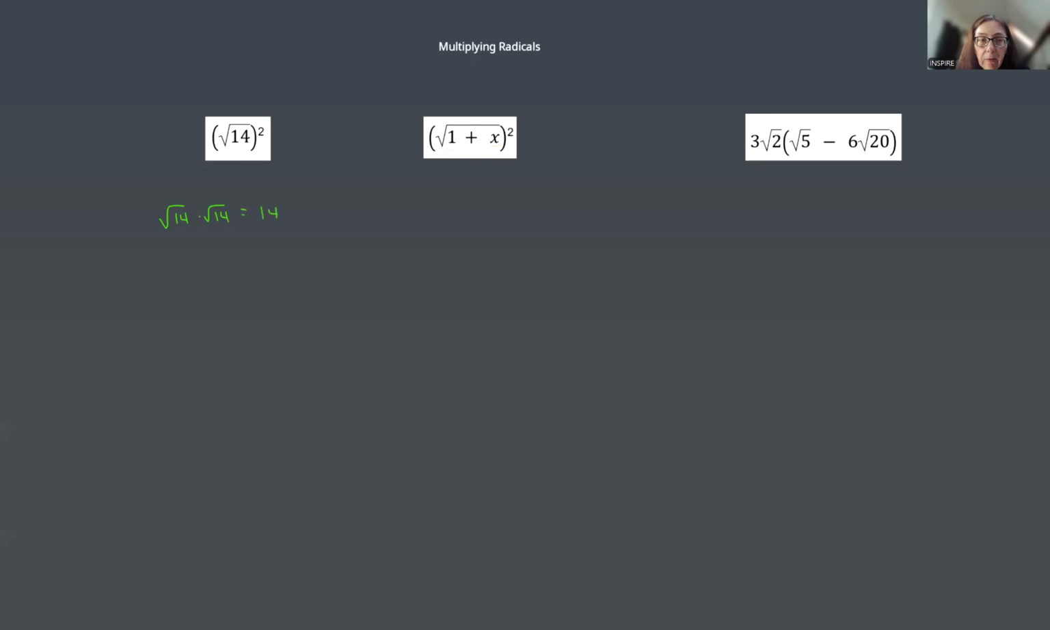So like if I had the square root of 5 squared, that's going to be the square root of 5 times the square root of 5. Well, think about it. The square root of 5 times the square root of 5 is the square root of 25, which is 5.